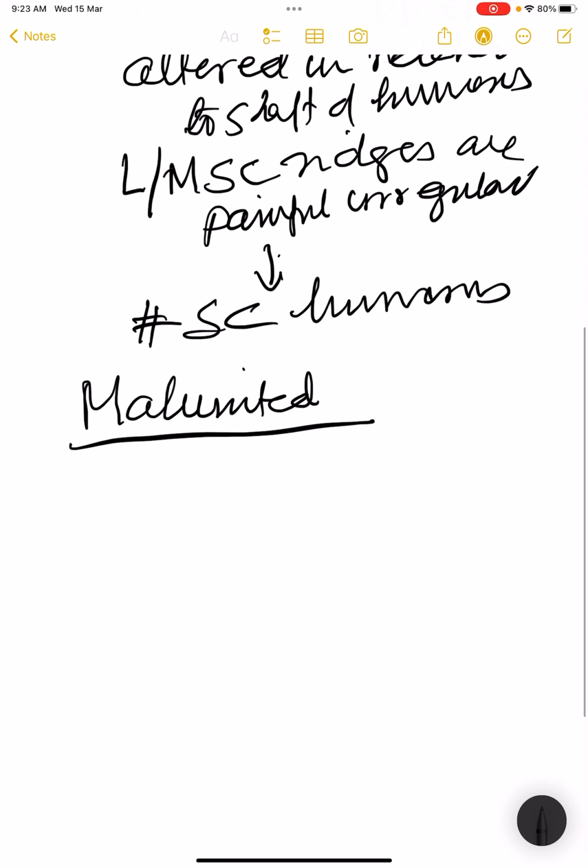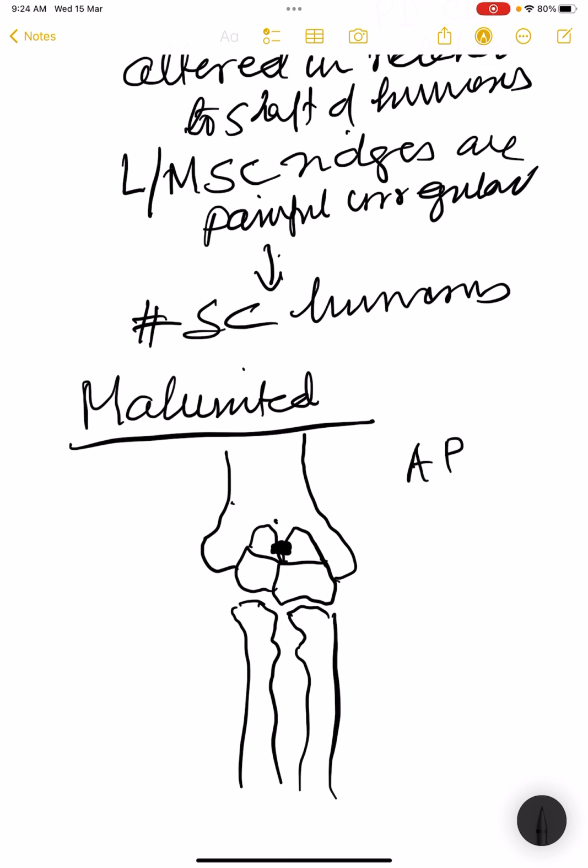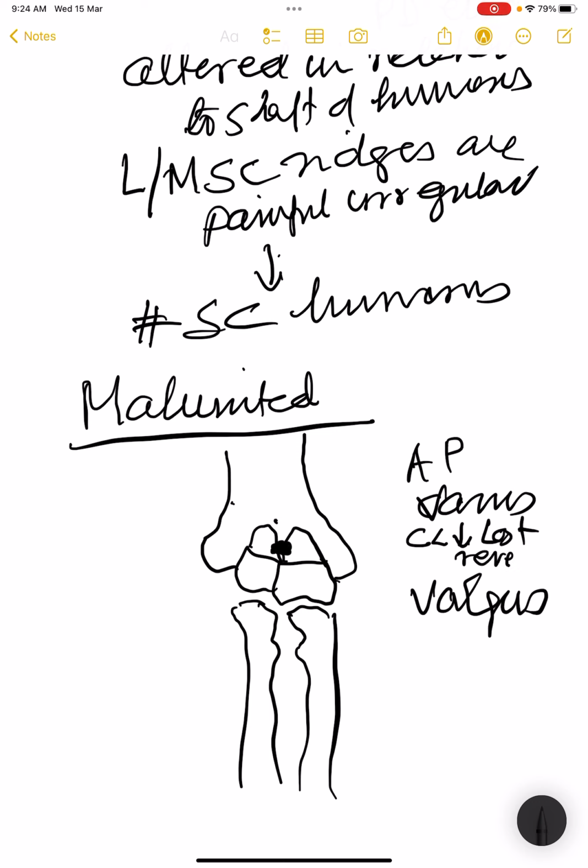So the components of malunion are, this is the lower end of humerus, the coronoid fossa, the head of radius here, the ulna. The malunion can be on three axes. Number one is anteroposterior axis, and on the anteroposterior axis there can be varus or valgus. The varus can be carrying angle is decreased, lost or reversed. Or there can be a valgus.